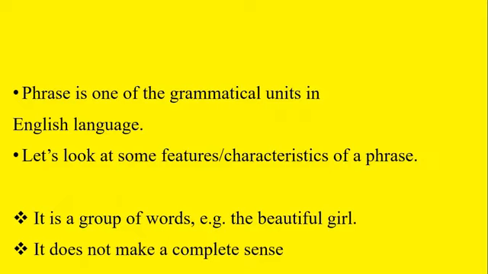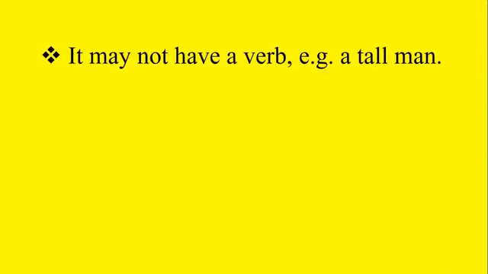So when you see a group of words that does not make a complete sense, it can be termed a phrase. Number three, it may not have a verb, e.g., a tall man. A tall man doesn't have a verb. You have just three words and there's no verb there. So when you come across an expression without a verb, then know surely that expression is a phrase.